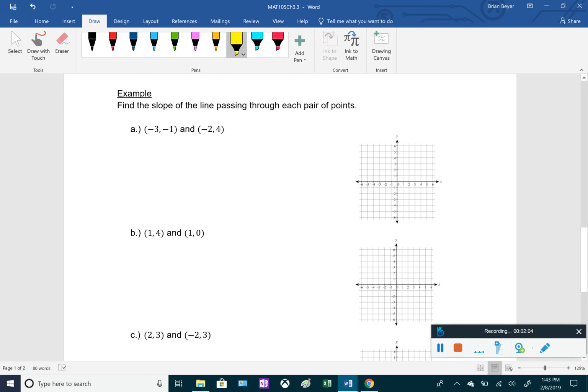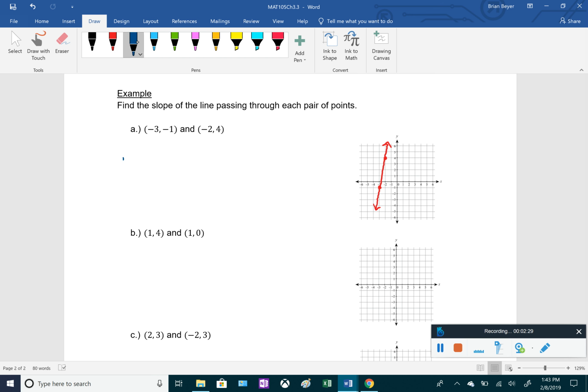So let's just do some examples. Let's find the slope of the line passing through these points. Let's plot these points down. We have -3, -1. So that's going to be this point right here. And then -2, 4 is going to be right up here. So we're trying to find the slope of the line that cuts through these points.